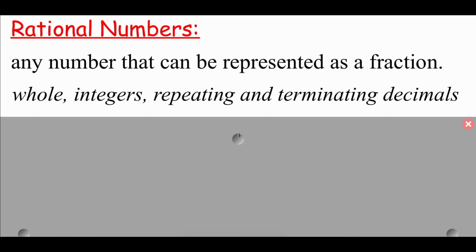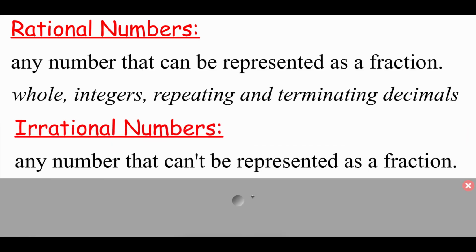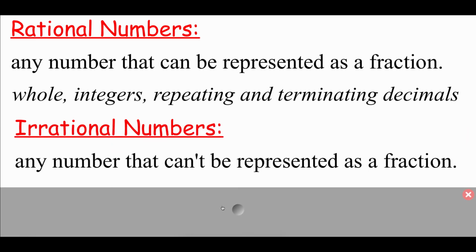Now, the opposite end of the spectrum from rational numbers would be irrational numbers. And an irrational number is a number that cannot be written or represented using a fraction.